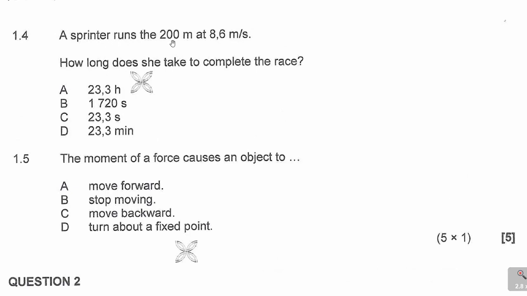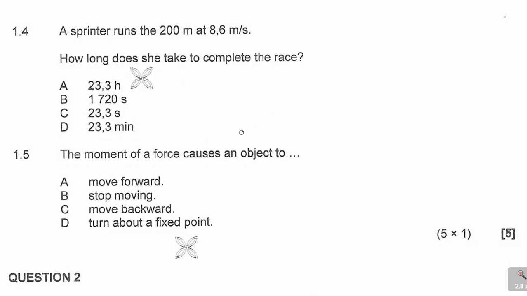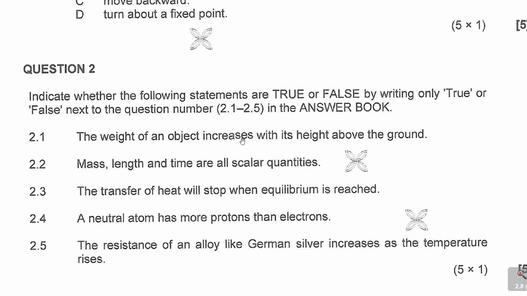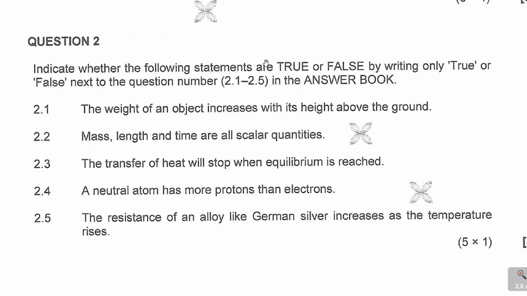Question 1.5 was on forces. And motion was also on 1.4, where you're supposed to calculate, I think it was the time. Say a sprinter runs 200 meters at 8 meters per second. How long? It means distance. Remember, speed is distance over time. Question 2, true or false, you see.